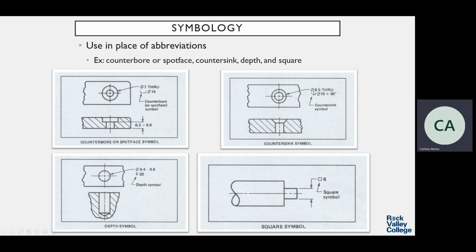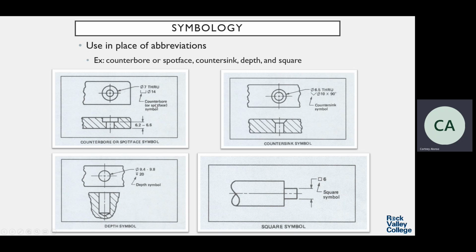And then you have countersink, which is a V, a large V. And then you have the depth symbol, so saying this goes, say, 20 millimeters depth, whatever it might be. And then you have a square symbol here. Okay, so I would say these three, you're going to see constantly, probably in 80% of your drawings moving forward. So make sure you know what these mean.